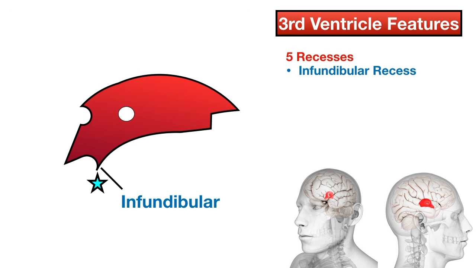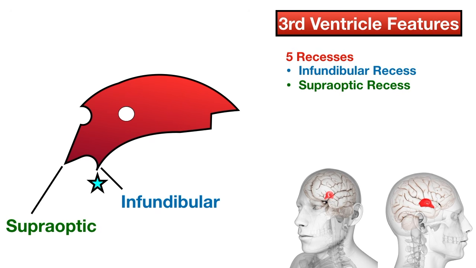We're going to see a good image of this next, so if you can't picture it now, don't worry about it. We're just going to go through the 5 recesses, and then we'll bring it all together. The second recess is the supraoptic recess. It's located off the anterior aspect of the third ventricle, above the infundibular recess. It's also above the optic chiasm shown by the second star and below the lamina terminalis.